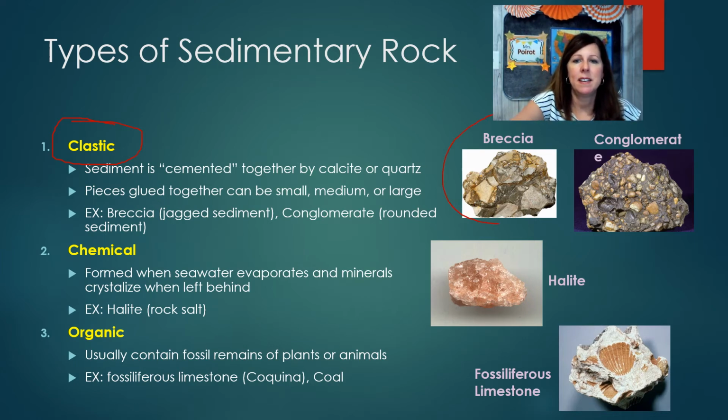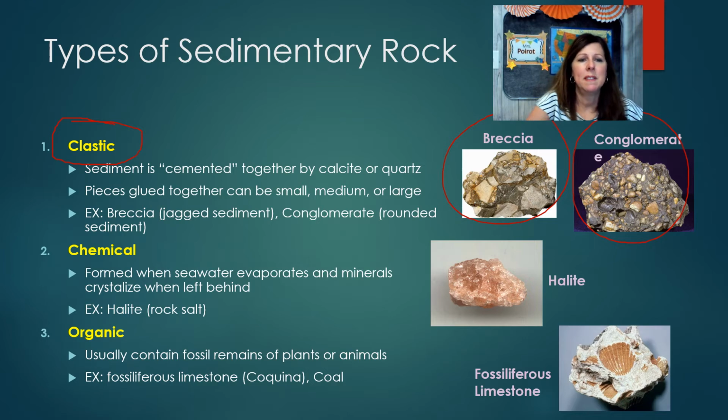These 2, breccia and the conglomerate, those are very coarse-grained sedimentary rocks. Those are made from very large particles such as pebbles or cobbles or even boulders that have been weathered and eroded.